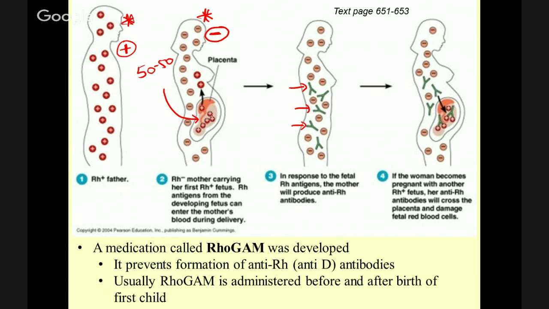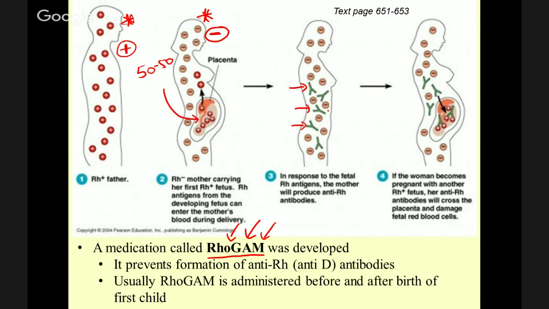So as she's pregnant with the first baby, we need to give her a medication, and the medication's called RhoGAM. And RhoGAM prevents the formation of antibodies against positive babies. So if you're pregnant and you're negative and the dad is positive, then you got to take this RhoGAM. They give it to you a couple of times before you give birth to the baby, and this RhoGAM medication prevents the formation of the antibodies.